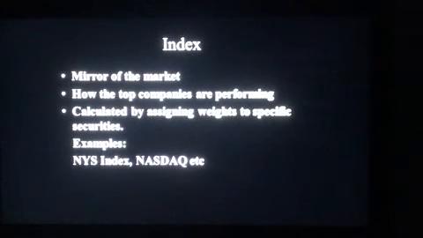An index basically tells us the true picture of the market. It is basically the mirror of the market. It tells us how the top companies are performing. It is calculated by assigning weights to specific top company securities. For example, the New York Stock Exchange Index, just like Nasdaq.